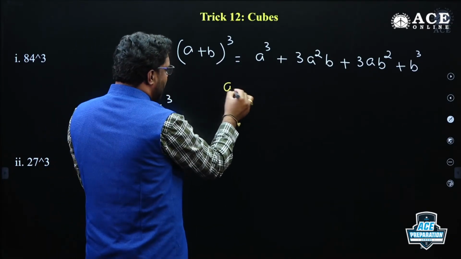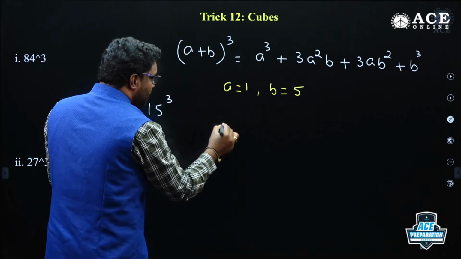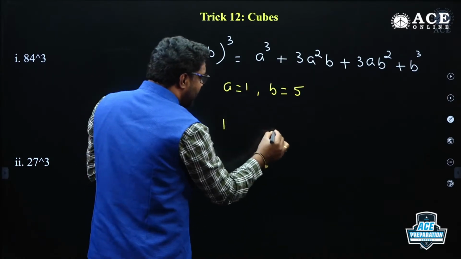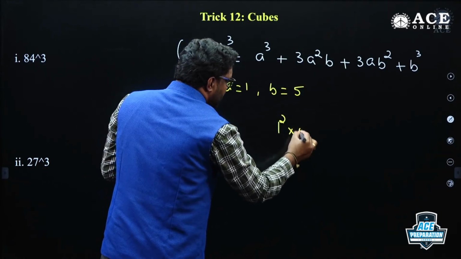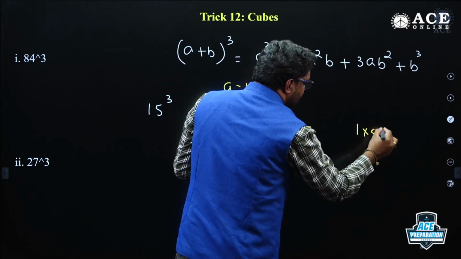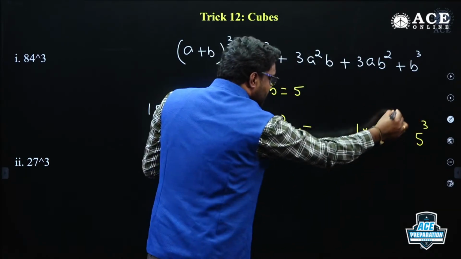Consider a as 1, b as 5. So 1 cube is 1. Here a square b, 1 into 5. Here a b square, 1 into 5 square. Then b cube, 5 cube, like that. Okay, so take this separately.